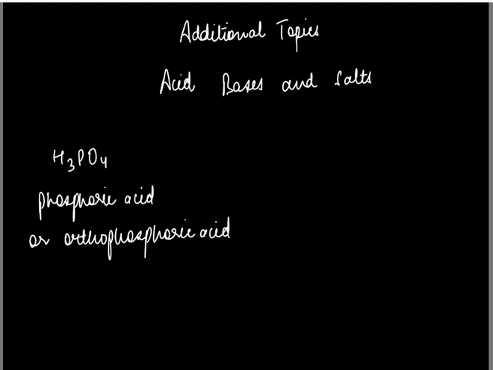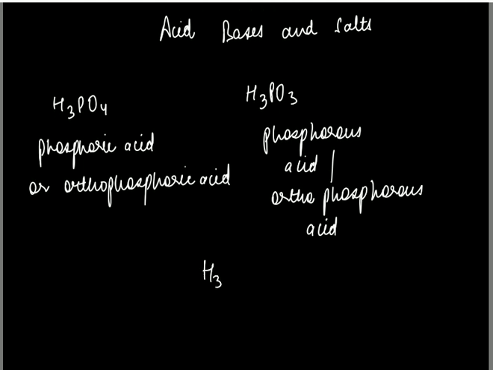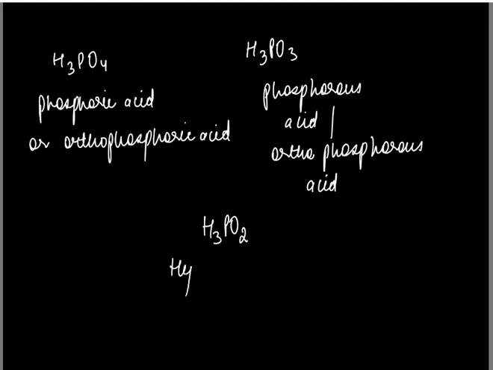So in this phosphoric acid, the second one is H3PO3. This is called phosphorus acid, and this is also called orthophosphorus acid. And the third one that we are going to discuss is H3PO2. This is called hypophosphorus acid.